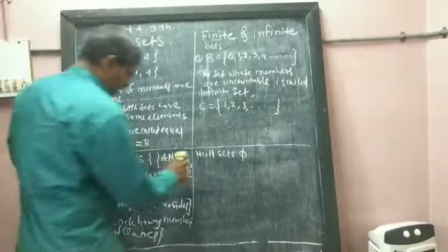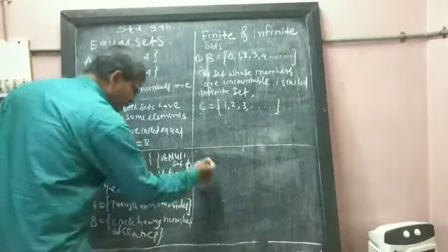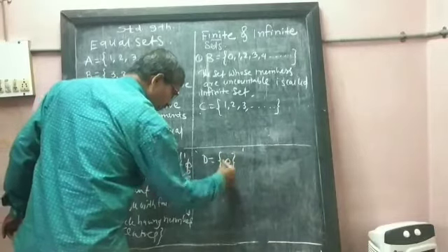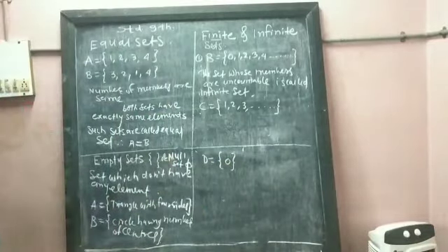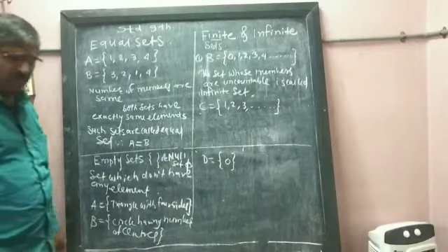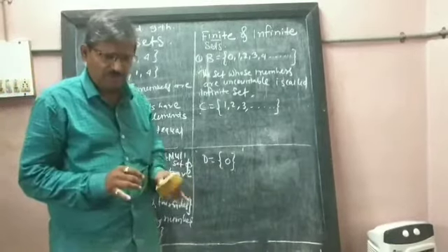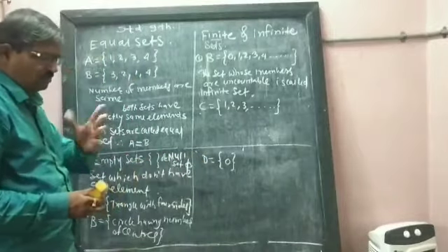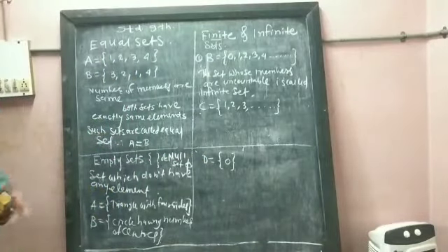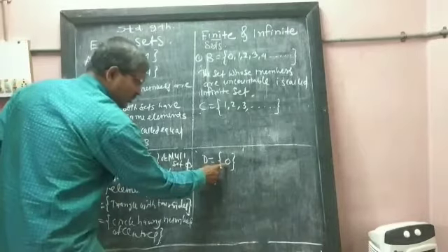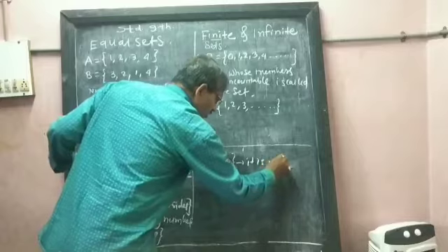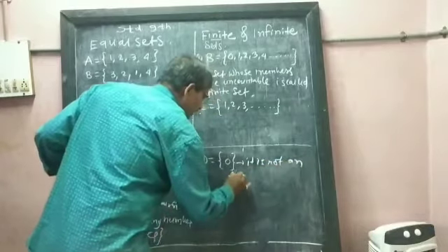Now here I will take one more example. D is equal to {0}, here 0 is written. Is it an empty set? 0 is given, no? Means there are no numbers. Then will you say that it is a null set? Yes, null set? No, because 0 is also a number. So it is not an empty set.